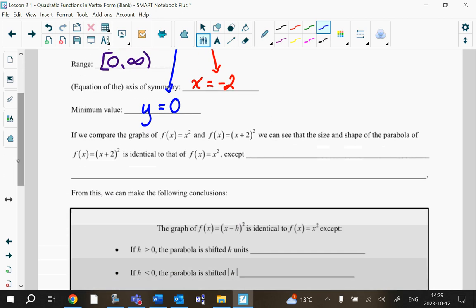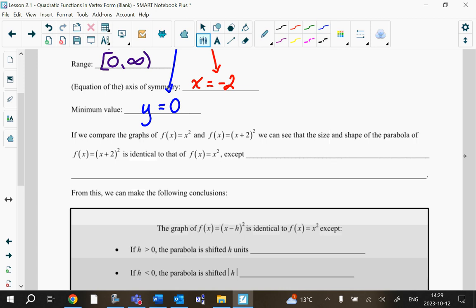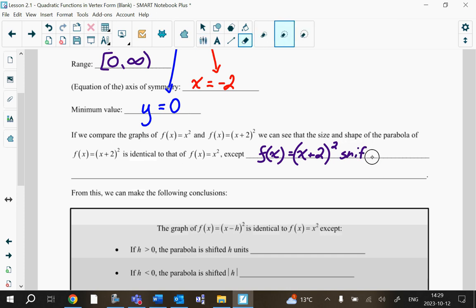So just like we talked about, if we compare the graphs of the original x squared and x plus 2 squared, we see that they're identical except f of x equals x squared, x plus 2 all squared, shifted 2 units left.